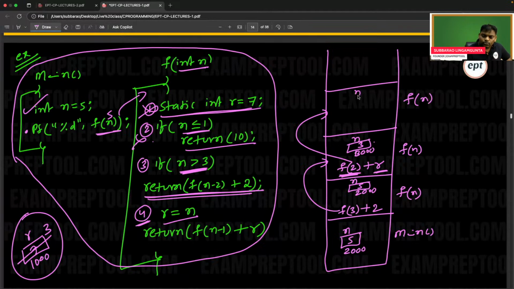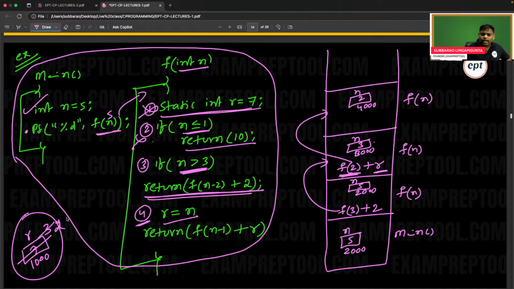Now n is 2. Address is 4000. Now observe clearly, n value 2. So second fails, third fails, fourth. What is the answer? R is equal to n. What is the n value? 1 or 2? So 2.